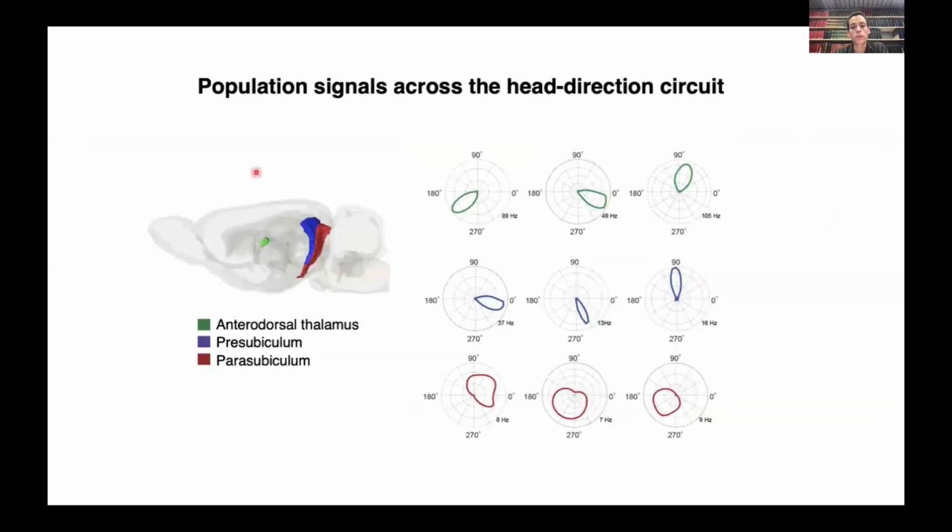And now we'll move on to a few different other areas with head direction cells. So the head direction signal propagates from the anterior thalamus to the presubiculum and also to the parasubiculum. And if we look at the neurons in each of these areas, we see that they are all tuned to head direction. Here are 3 example neurons from each region. But you see that their properties vary a bit. So in the anterior thalamus, you see that the peak firing rates are very high compared to presubiculum, and in parasubiculum, you see that the tuning curves are quite broad.